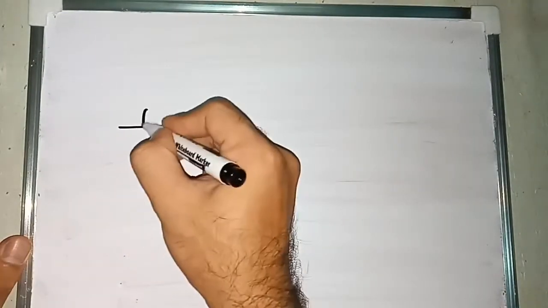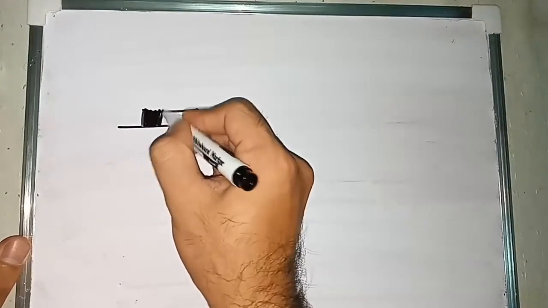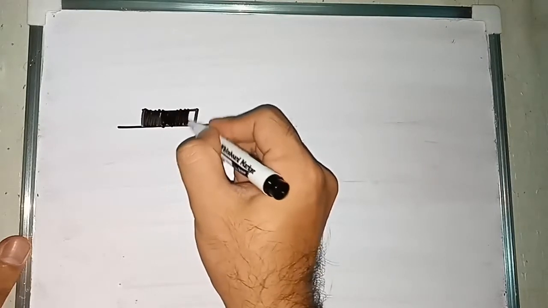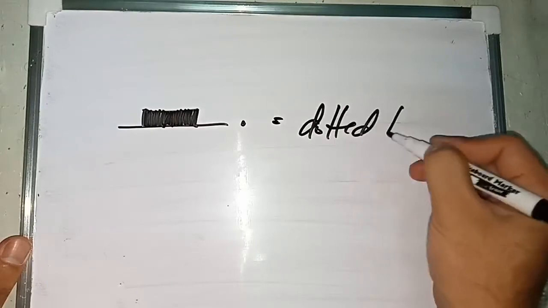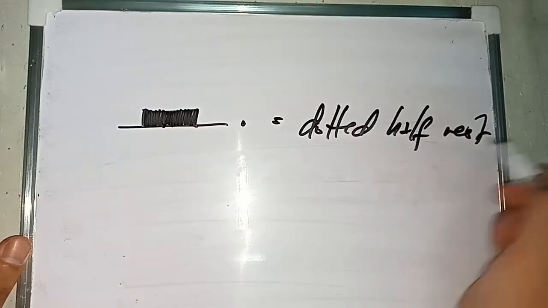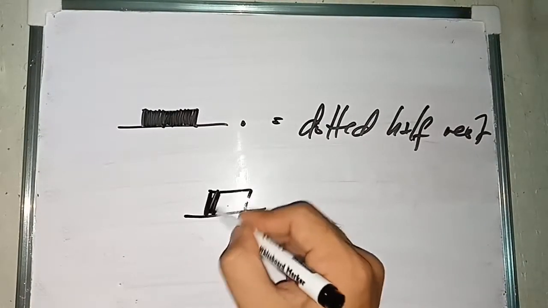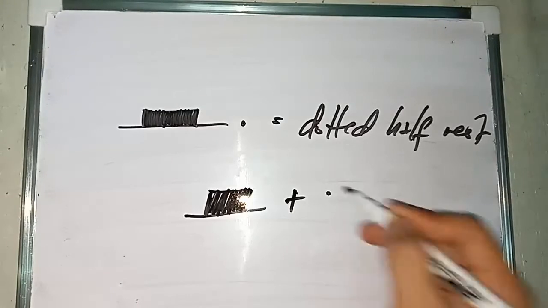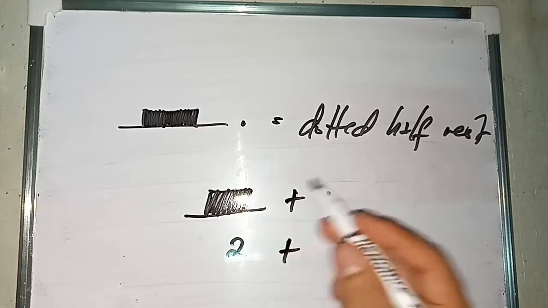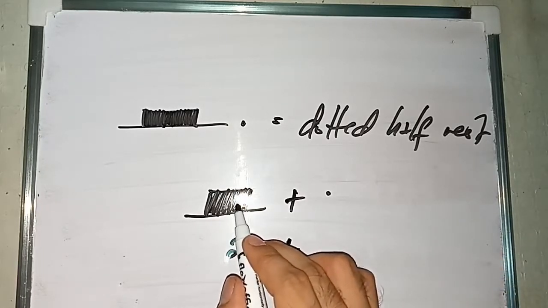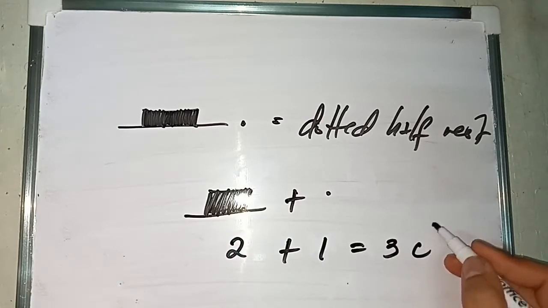We have here a dotted half rest. So the value of this one, a dotted half rest, is the value of the half rest, which is 2, plus half of the value of the half rest, which is 1. So it means that the value of this one is 3 counts or beats.